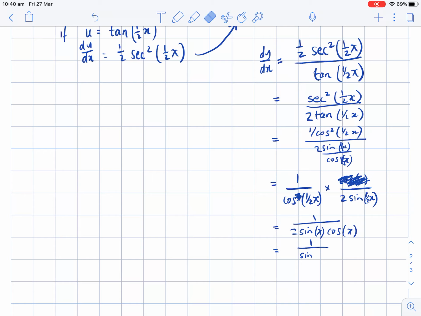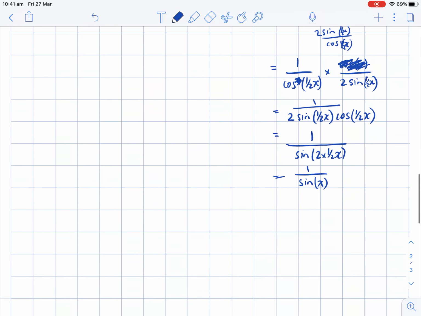I've lost my halves again. Let's go back a step. This is 2 sine a half x cos of a half x. You can see how quickly you can lose track in all the algebra. As I mentioned, that's the double angle formula. So it's sine of 2 times a half x, which is just 1 over sine x, which is a really, really neat finish.